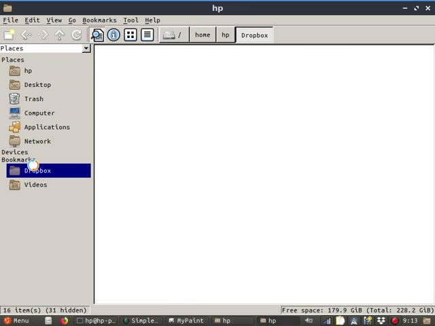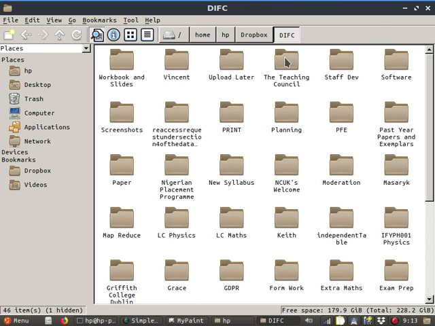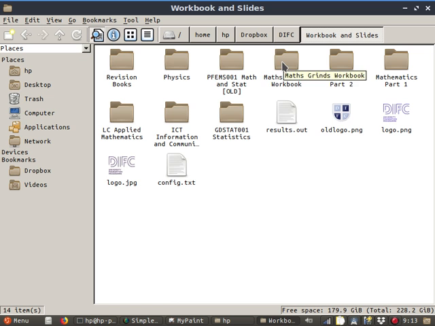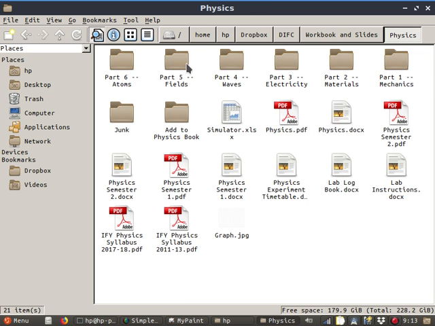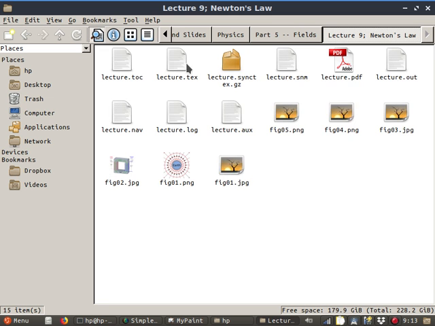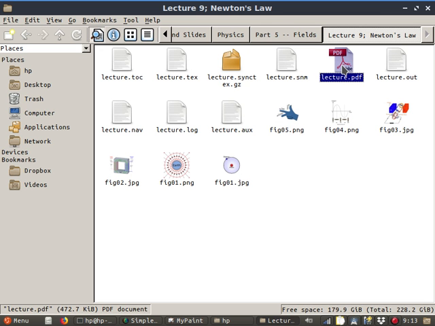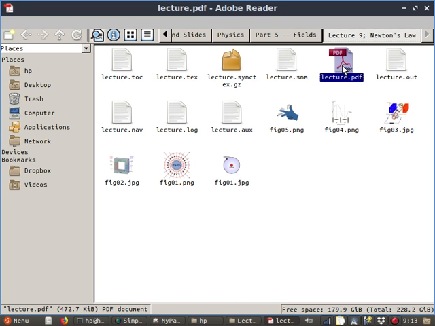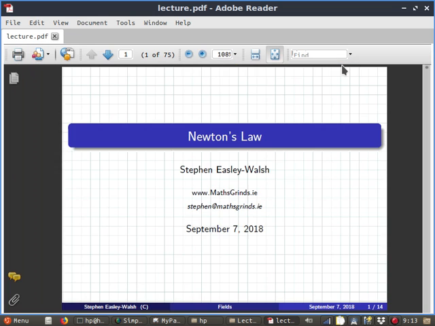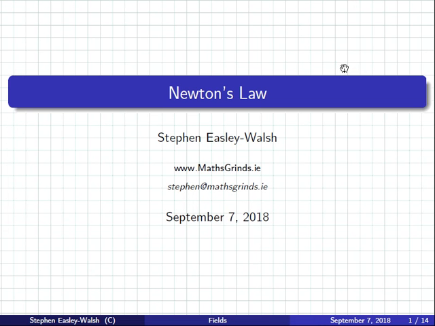Okay. Dropbox. Workbook, physics, fields, Newton, open. Load in. Free space. A lot of free space. Yeah. A lot. Because I only use this in class. Right, write that down. Newton's law.